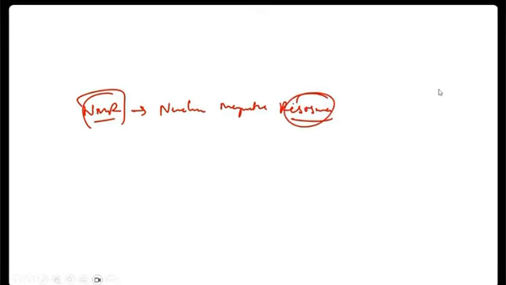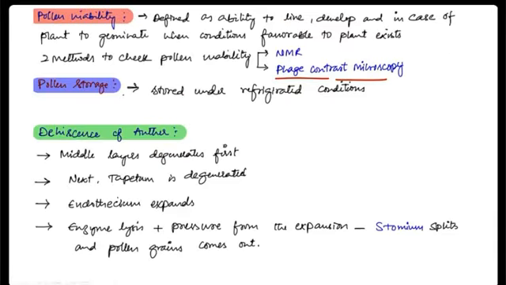So this is a technique used to check the pollen viability. Again, if you want to store the pollen, they are very short-lived. If you want to store it, you should store it in refrigerated conditions. So this is about the structure of pollen and different parts.